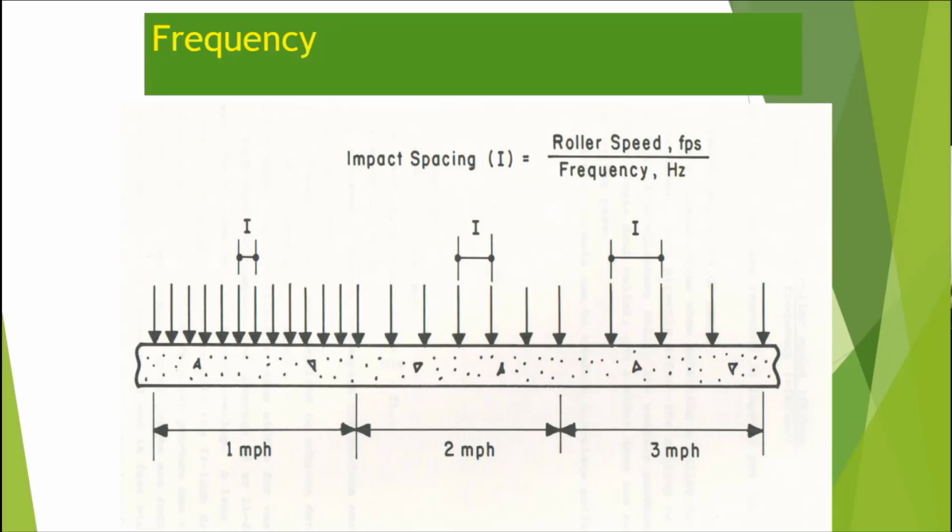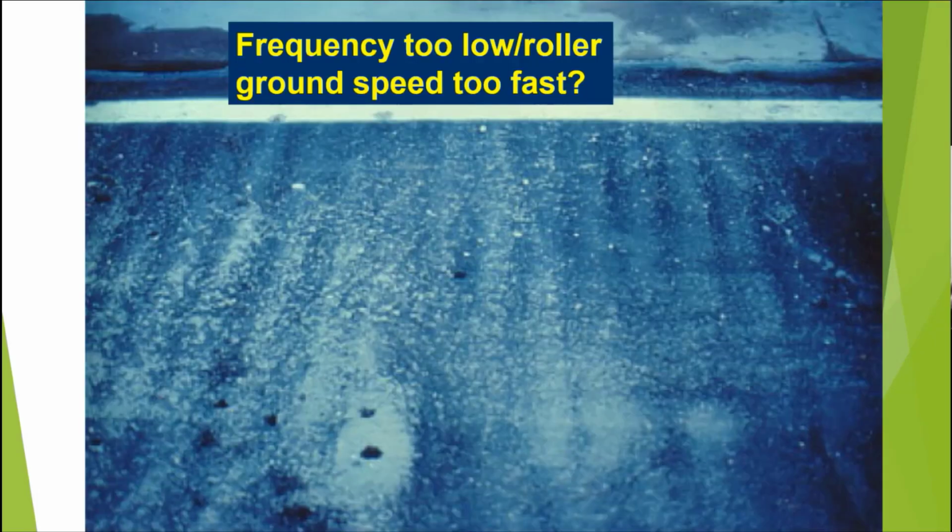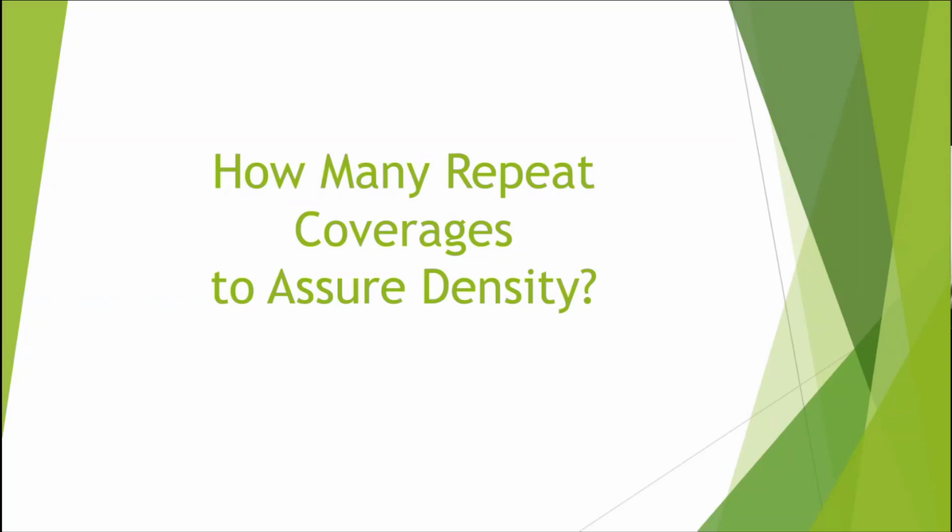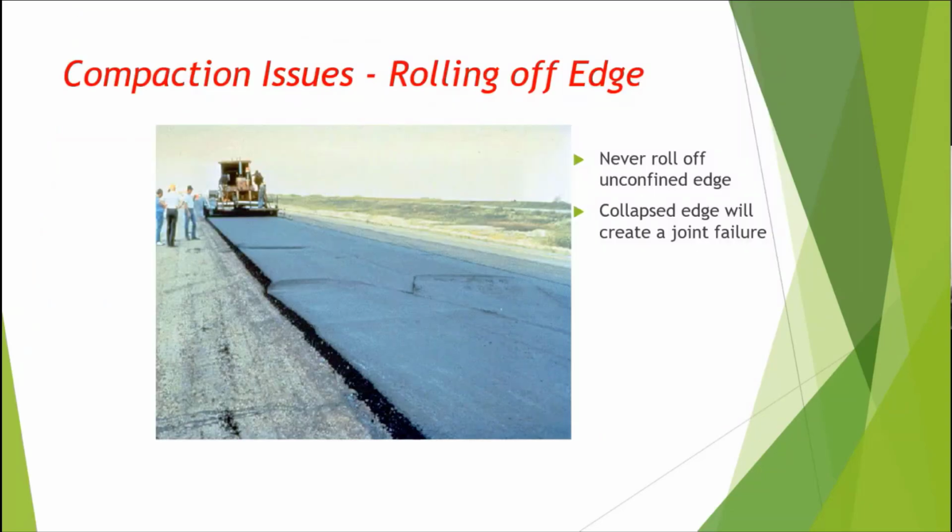Impact spacing, again, you can see it with your eyes if you aren't hitting it right, because you get the right shadow on it. You see those ripple marks, but basically roller speed in feet per second divided by the frequency you're set at with that vibe roller. So again, to get there, you have to measure it. Some do's and don'ts. Obviously, most of you already know this. You never roll off the edge. You'll never make that smooth.